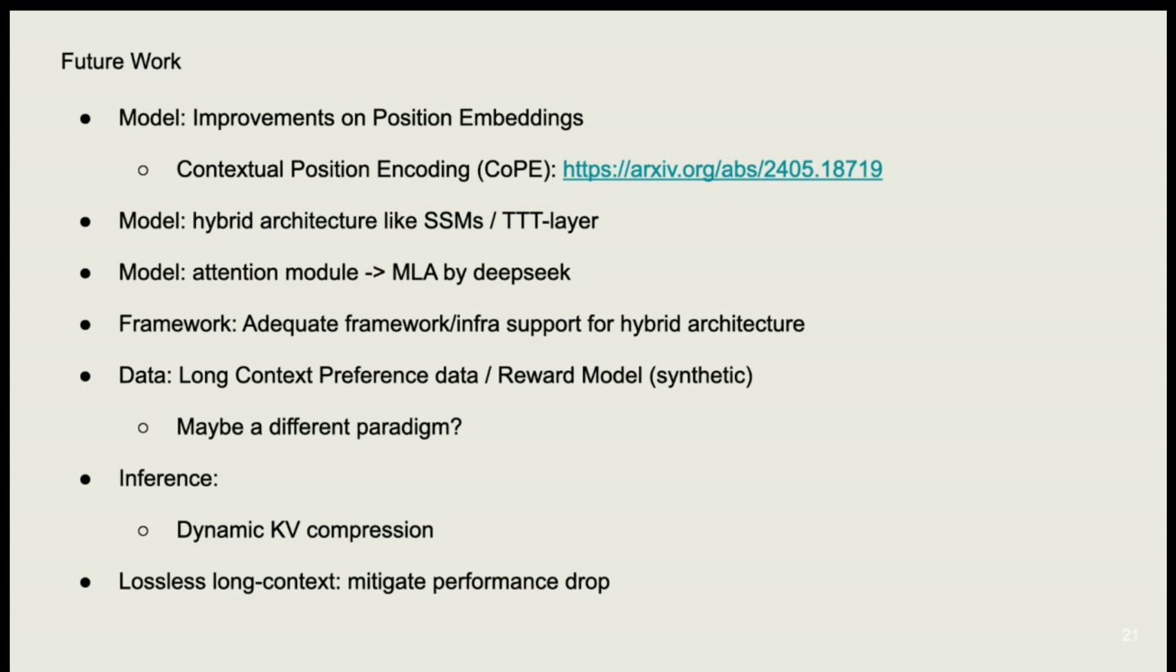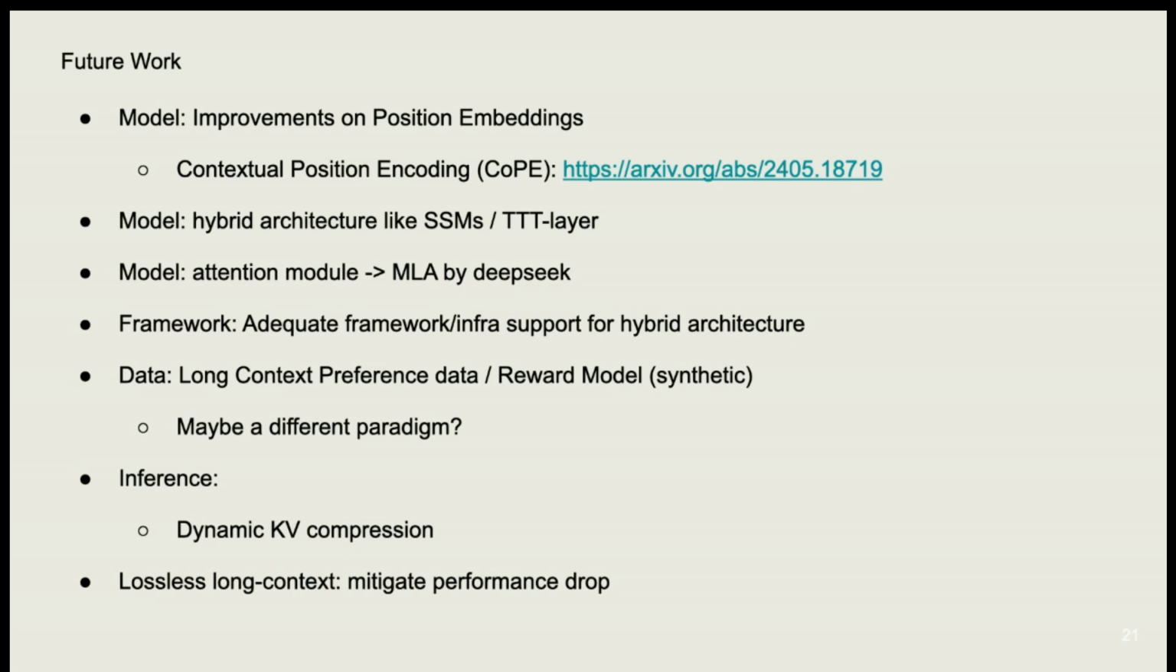There are also explorations to improve the attention module. For example, the MLA architecture by DeepSeek, which is also interesting. And to explore the hybrid architecture, we need better framework and better infra support to be able to train and evaluate the models efficiently.